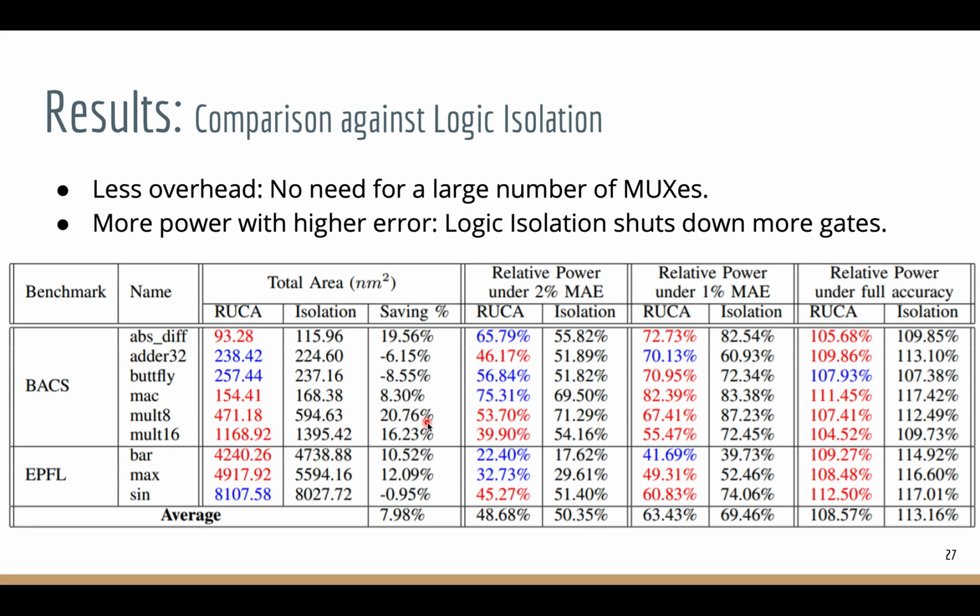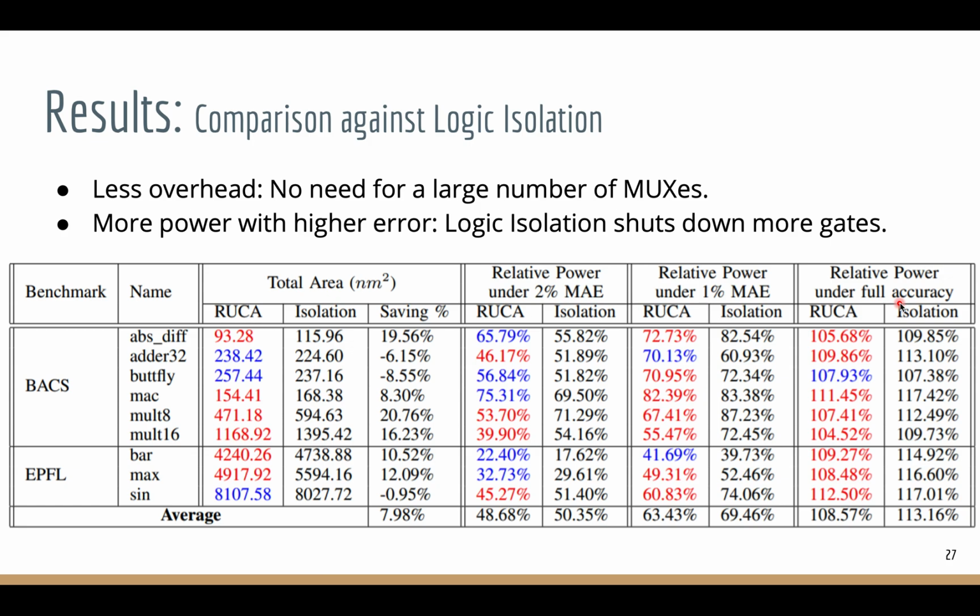This table shows the comparison. Red numbers represent that our results are better, blue numbers represent that it's worse. In terms of total area, our methodology has better results in 6 out of 9 benchmarks. For power consumption, under full accuracy, our methodology has better results in 8 out of 9.